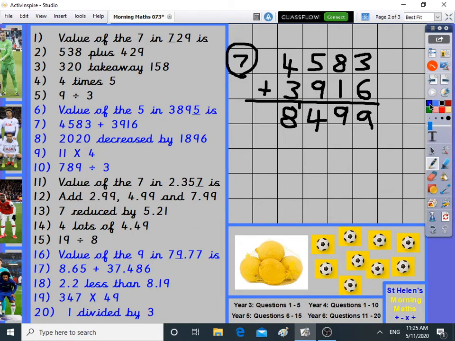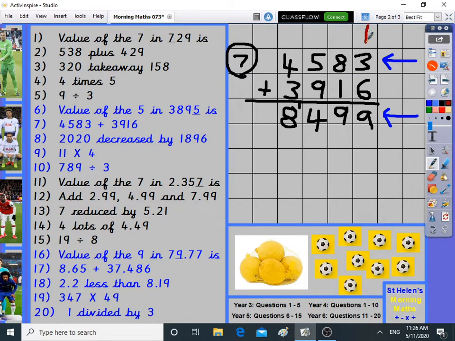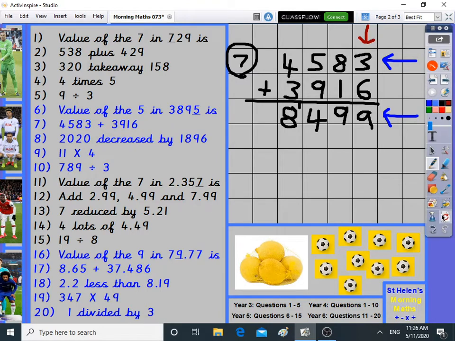8,499. Plus makes things bigger. So this number that we started with, when we added something to it, it got bigger, didn't it? 8,499. Another little check I often do is just check my units column. Is 3 plus 6 9? Yes, it is. It's just another quick check I do sometimes. And it's time we moved on to question 8.